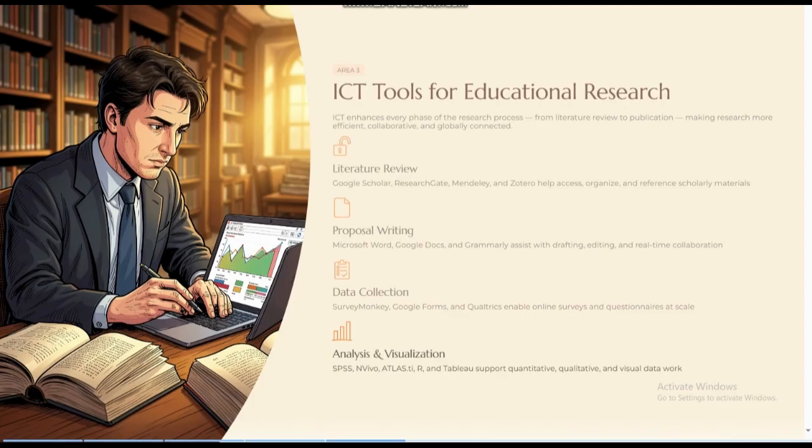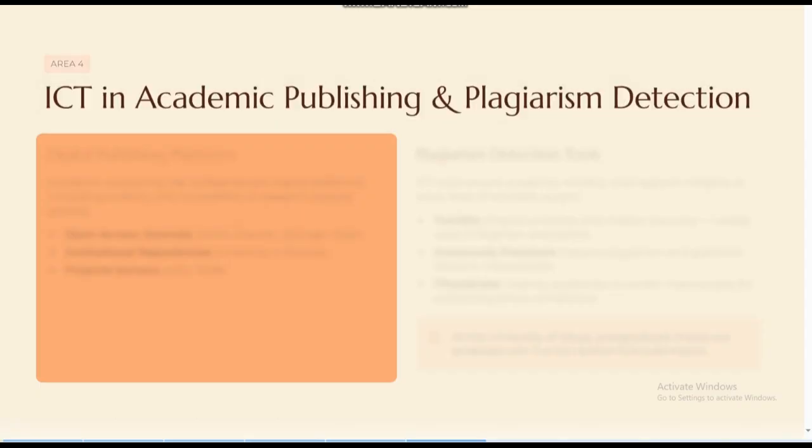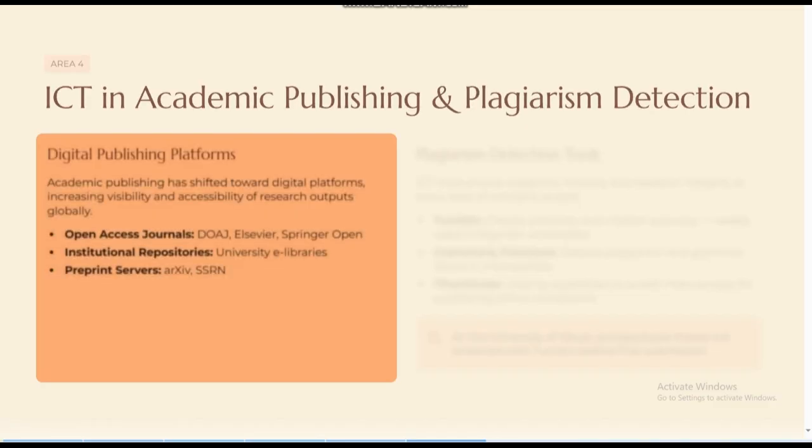And we have analysis and visualization. For every data gathered, data is meaningless until it is interpreted. We have some software like SPSS, NVivo, ATLAS.ti, R, and Tableau, which supports quantitative, qualitative, and visual data work. So we move straight to area 4, which is ICT in academic publishing and plagiarism detection.